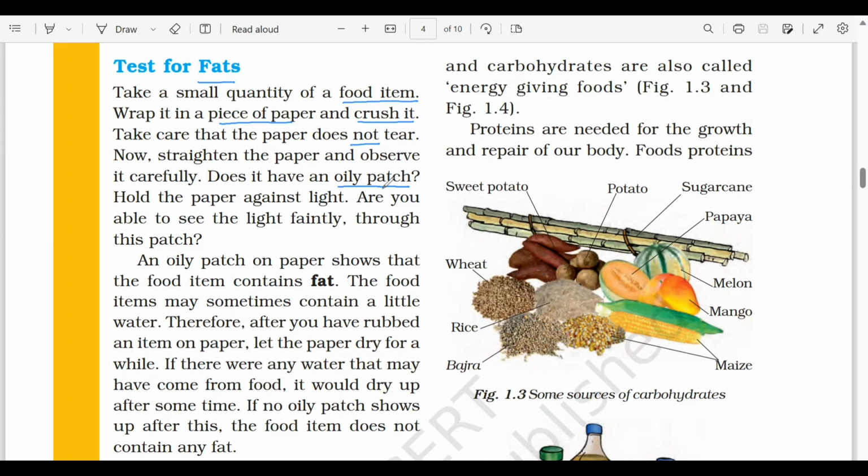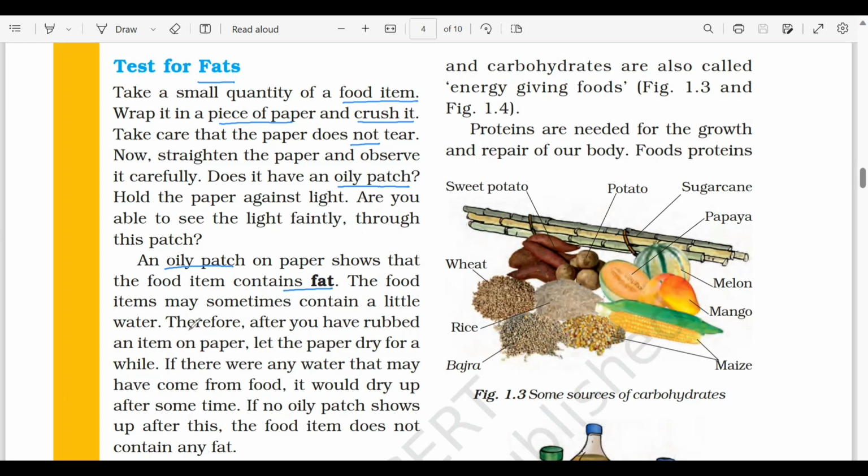And some papers are even translucent. Okay, it won't allow the light to pass through it. But if there is fat present in that food item, it will become more translucent. Okay, you can observe the difference in the paper. So this oily patch will show that the food item contains fats.